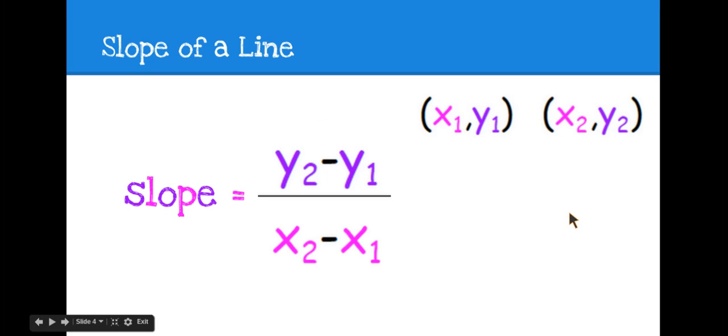To find the slope, you choose two coordinates on the line. You label them x sub 1, y sub 1, and x sub 2, y sub 2. Then you plug them into this equation: y sub 2 minus y sub 1 over x sub 2 minus x sub 1.